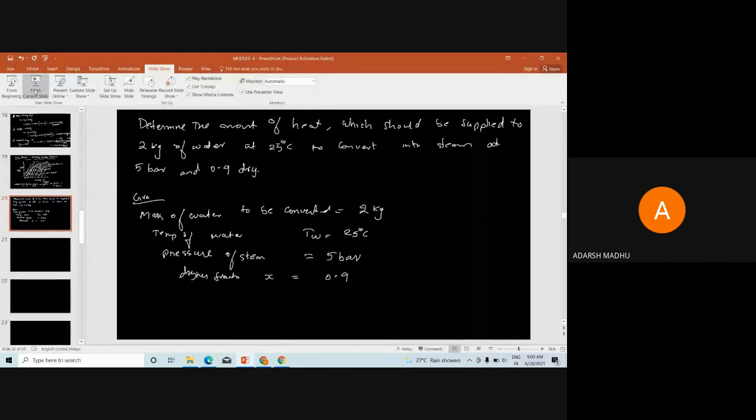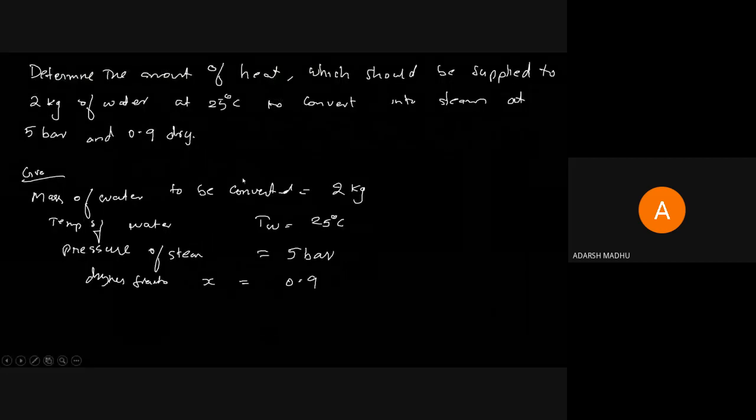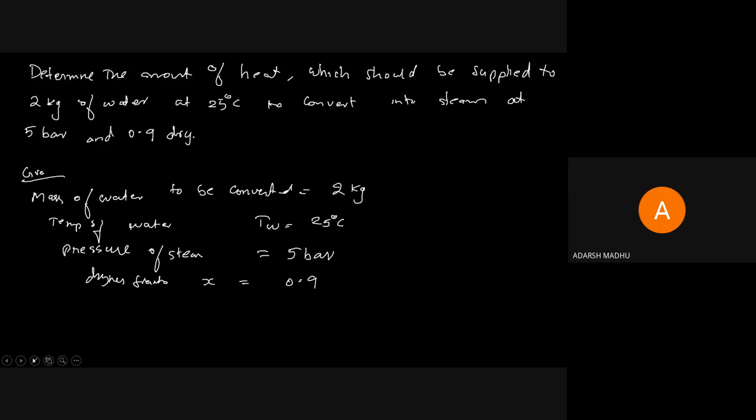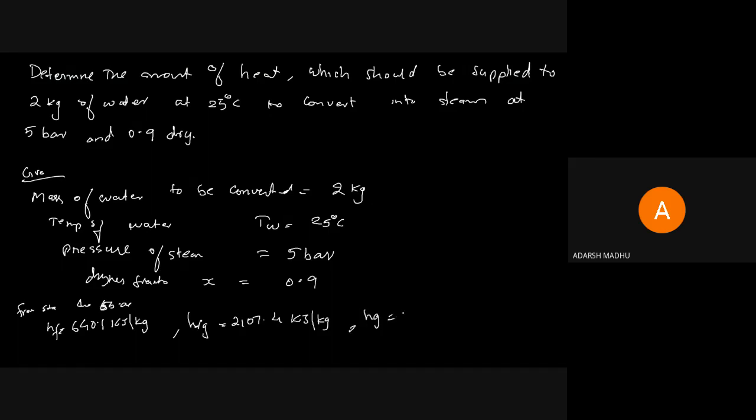After writing the particular values, that is, the hf value is 640.1 kilojoule per kilogram, and the hfg value is equal to 2107.4 kilojoule per kilogram, according to 5 bar pressure from the steam table. Then come to your particular equations.